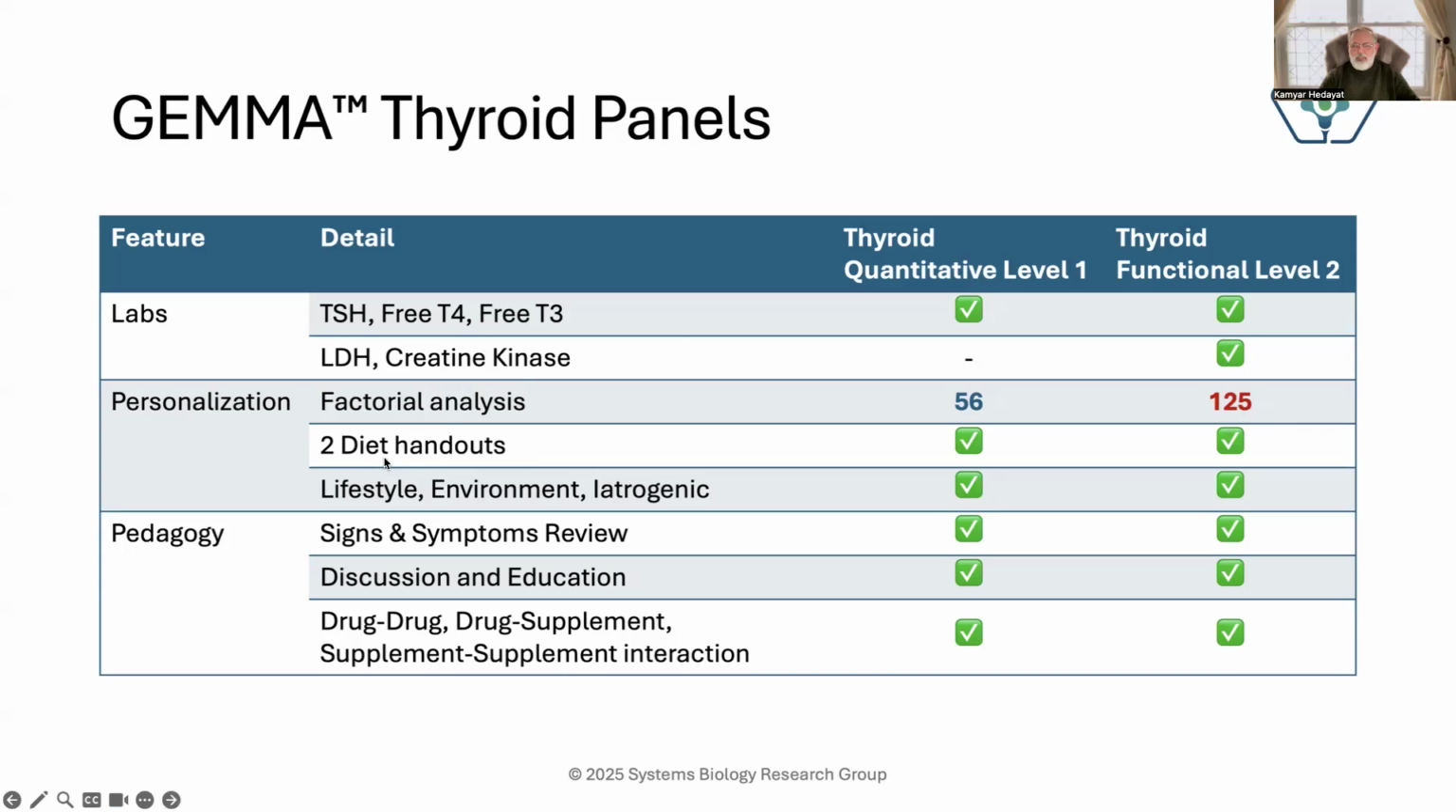Both of these panels will include two different diets that you can recommend to your patient based on if they have an underfunctioning or overfunctioning thyroid. There's a guide to lifestyle, environmental, and iatrogenic factors to consider. There's a brief review of signs and symptoms so you can better correlate the lab results with the patient's clinical picture. And it can also help you more precisely determine what you want to evaluate on physical examination during your follow-up visit with the patient.